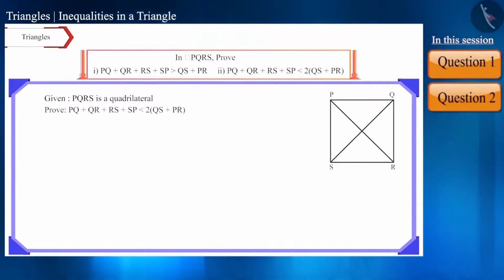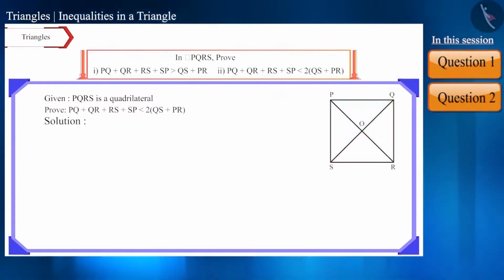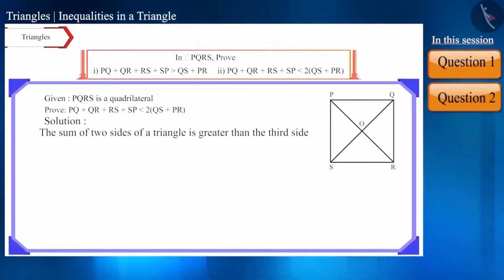First, we will name the intersection of the diagonals as O. Friends, if we pay attention here, we have four small triangles: triangle POQ, triangle QOR, triangle ROS and triangle SOP. We know that the sum of any two sides of a triangle is greater than the third side.